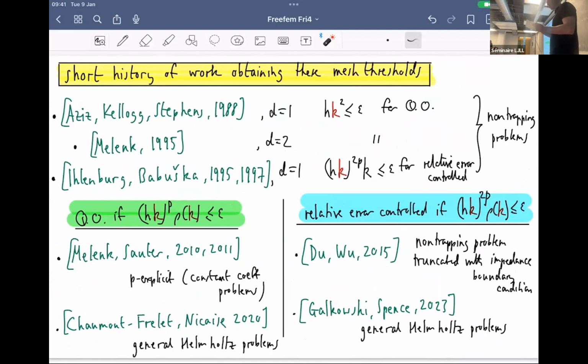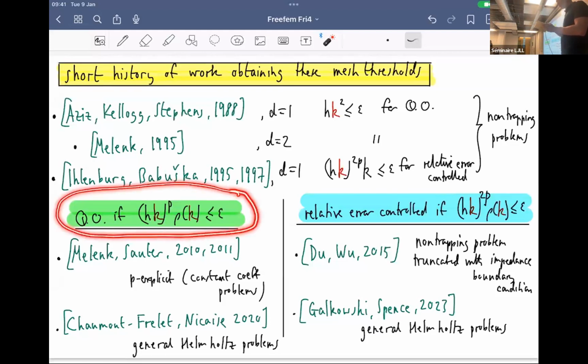And so in the interest of time, I won't go through this slide bullet by bullet, but I just want to acknowledge that there's been a vast amount of research in obtaining what I call these mesh thresholds, right? These conditions about how h must depend on k. You can also study this pollution effect by dispersion analysis, which I completely ignored here, but want to acknowledge. And so here are some of the key works on that.